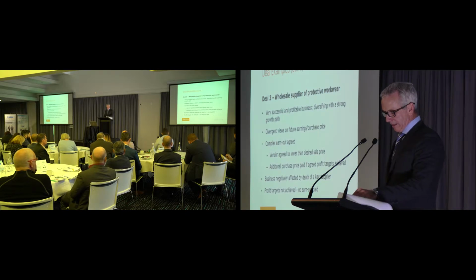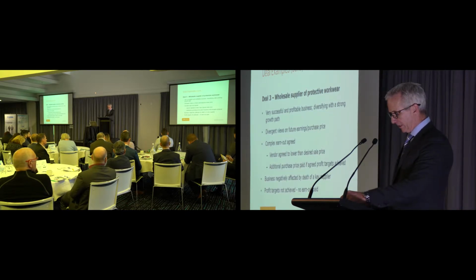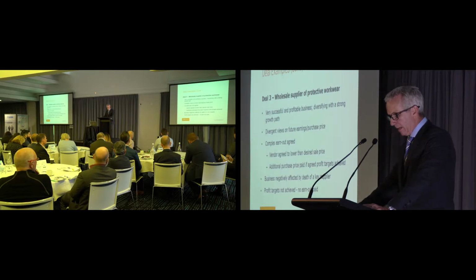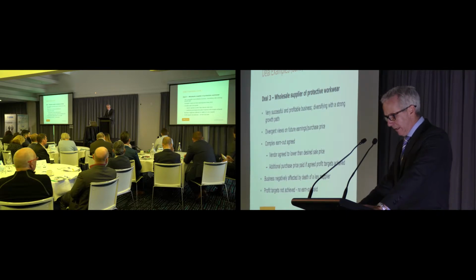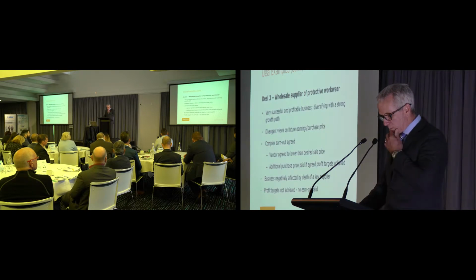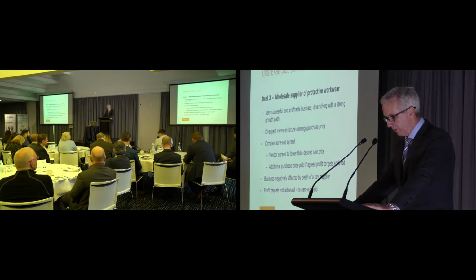Deal 3, wholesale supplier of protective workwear. So look, this is part 1 of my story about earnouts. This was a very successful and profitable business. It was diversifying, and it had a strong growth path tracked out. There were divergent views by the vendor and purchaser on future earnings growth, and so it was difficult to specify a purchase price. After a lot of arm wrestling and other things, a complex earnout was ultimately agreed.